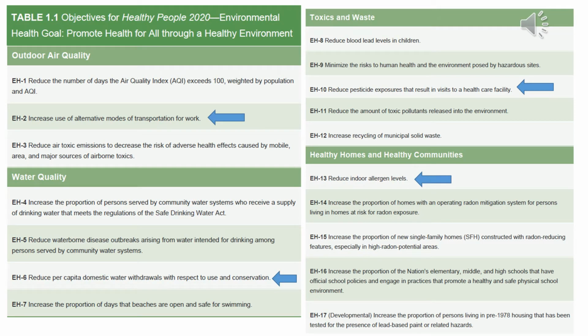Healthy People 2020, a U.S. government initiative, aims to improve human health by improving environmental health for all. In Table 1.1 from the text, EH2, increase use of alternative modes of transportation for work. For example, today I biked in 2 miles, didn't take the car. EH6, reduce per capita domestic water withdrawals with respect to use and conservation.